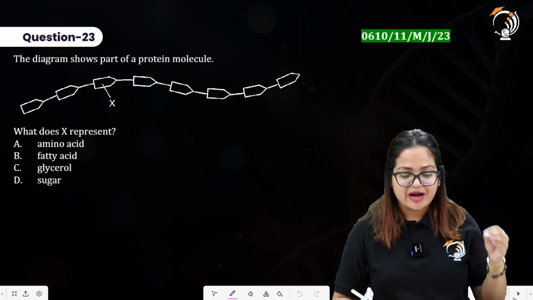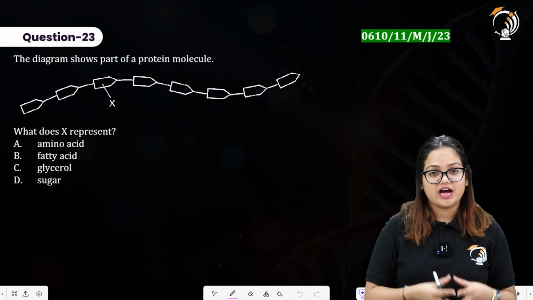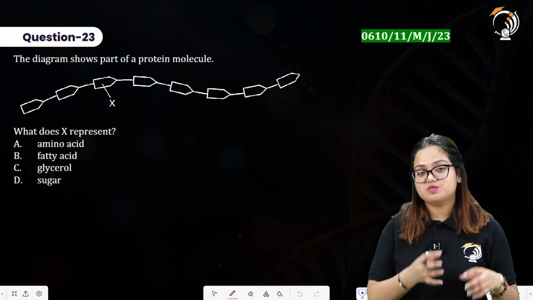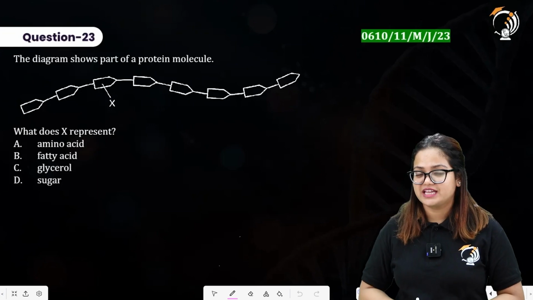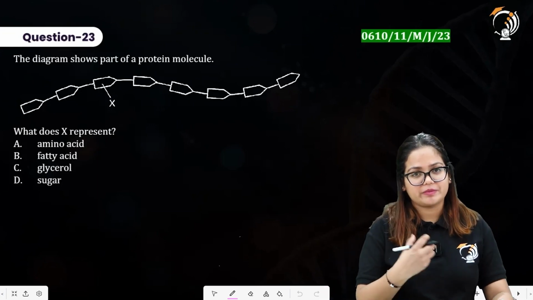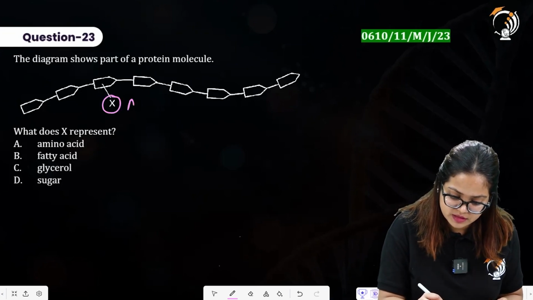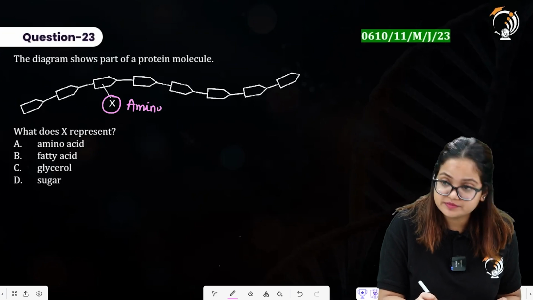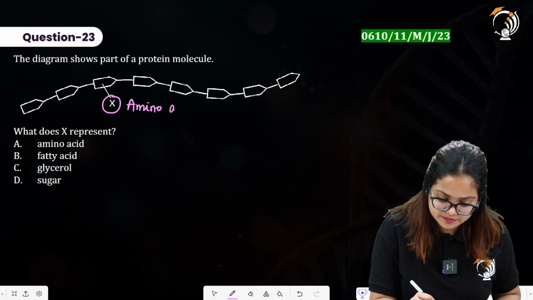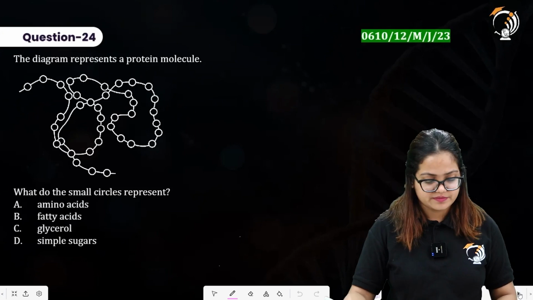The diagram shows part of protein molecules. What does X represent? So protein is a large molecule that is made of smaller biological molecules. These smaller molecules are amino acids. These amino acids are linked by peptide bonds. So X here must represent amino acid. A here is the right answer.